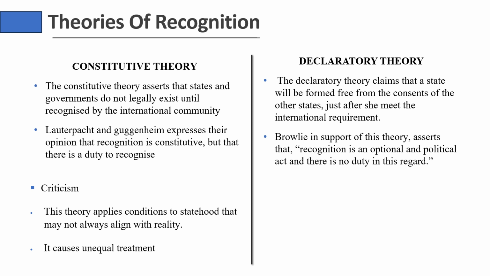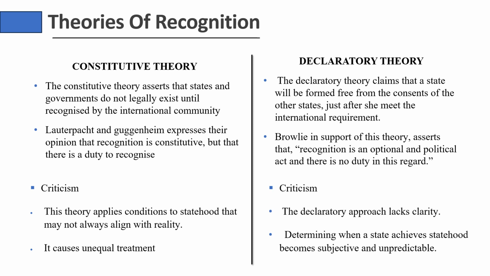Under this theory, it is stated that a state, after attaining the attributes of statehood, comes into existence and it does not require a recognition or formal consent. Brownlie is in support of this theory, but the critics of this theory state that it lacks clarity and it is subjective and unpredictable as there is no entity that decides when a state attains statehood.